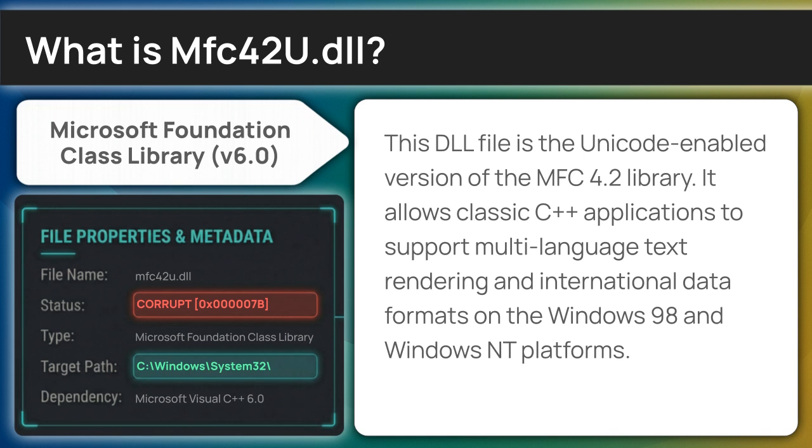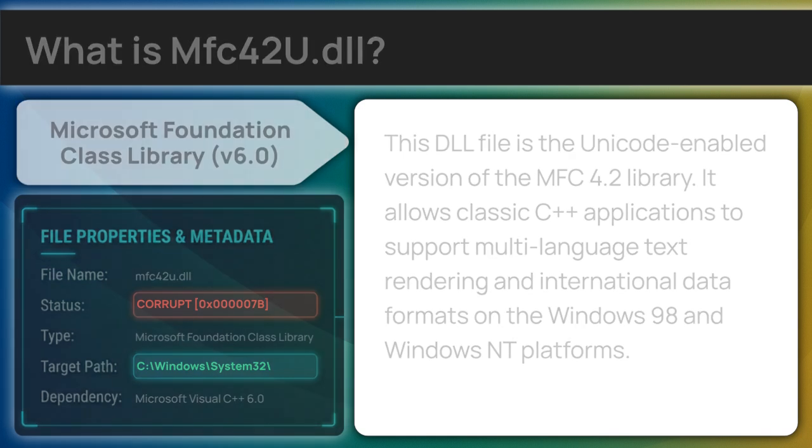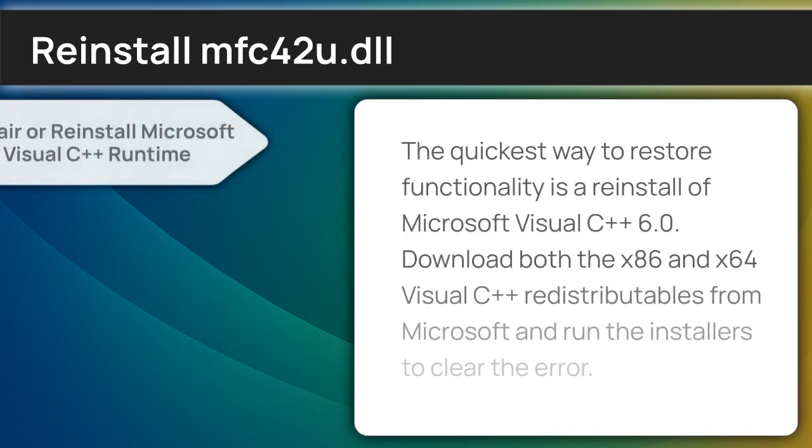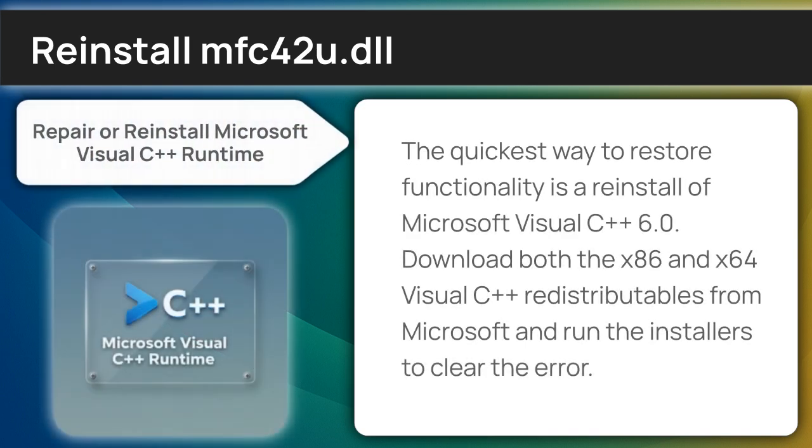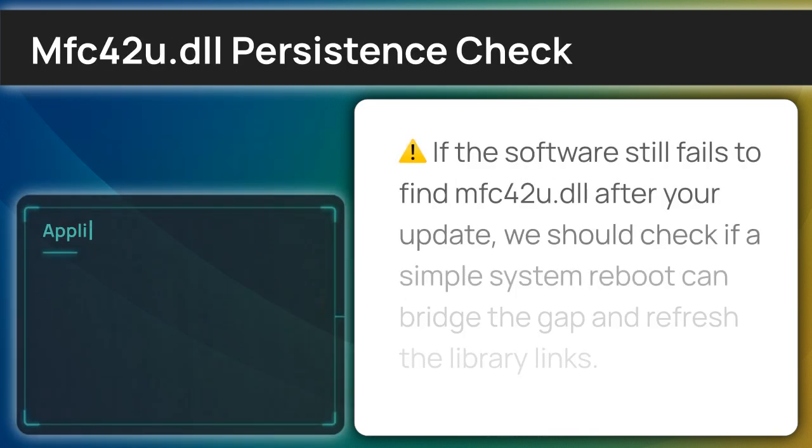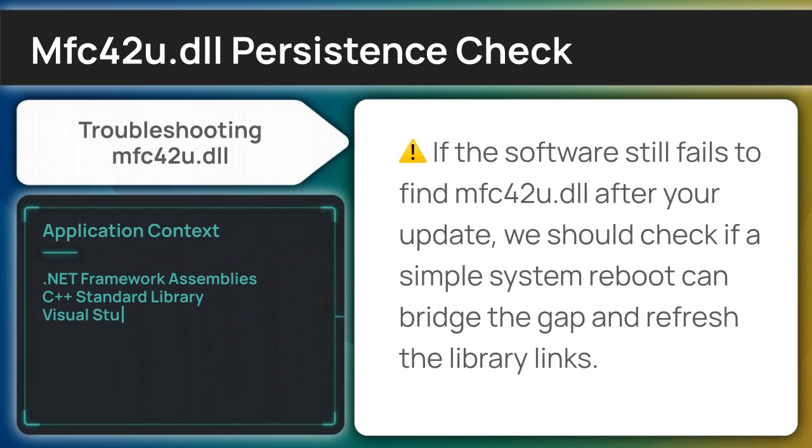We'll start with the most common fix for this specific error. The recommended fix is a reinstall of Microsoft Visual C++ 6.0. Grab the x86 and x64 Visual C++ redistributable installers from Microsoft and run them to replace the file. If that initial setup didn't clear the pop-up, let's examine the specific initialization sequence assigned to your applications directory.